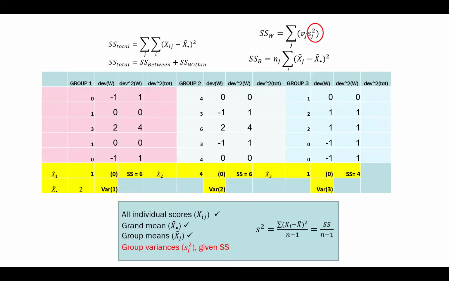Oh, thank goodness, my x bar sub 2 has appeared again, and now this reveals all those terms necessary for the sums of squares. The group 1 sums of squares is 6, group 2 sums of squares is also 6, and group 3 sums of squares is 4.